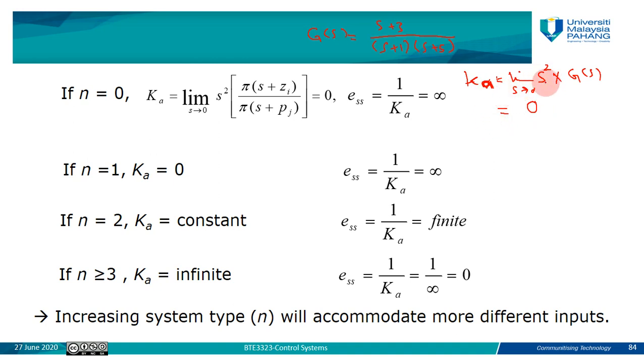For system type 0, the answer becomes 0, so the error will become infinity here, because the error is equal to 1 over 0, and 1 over 0 will give you infinity.